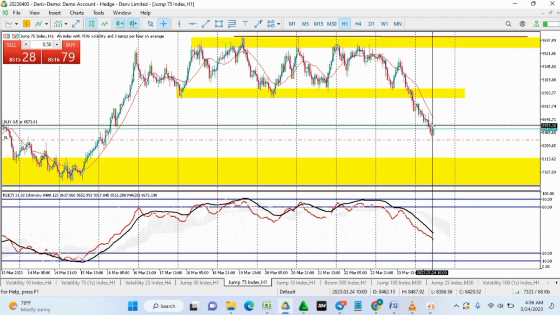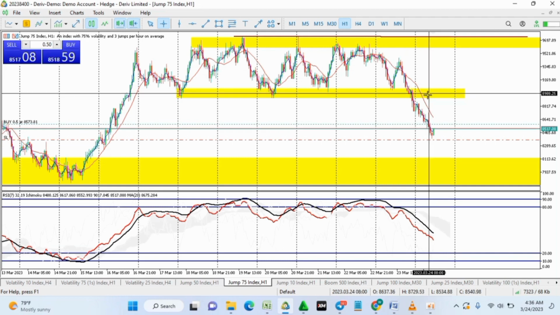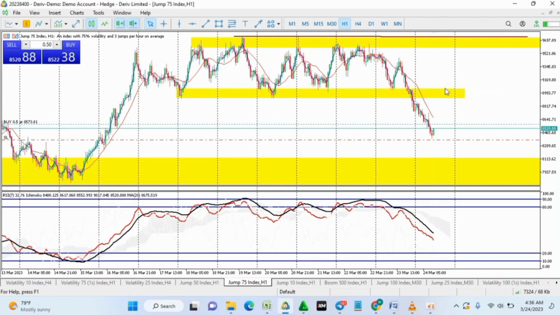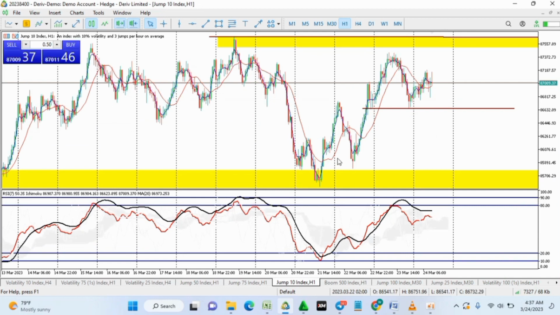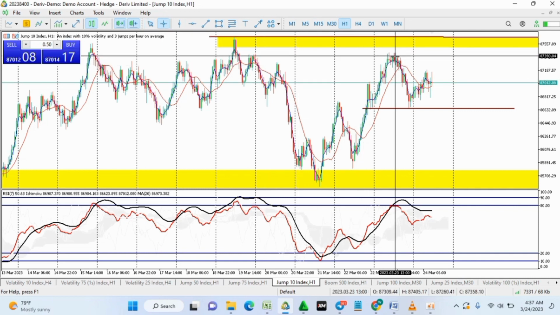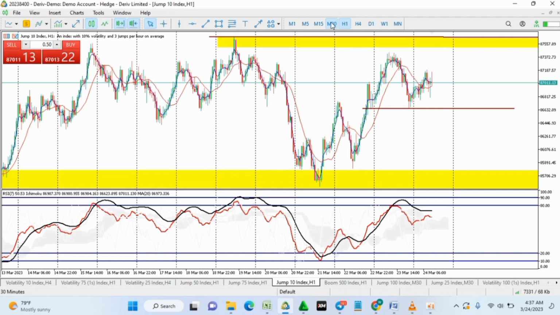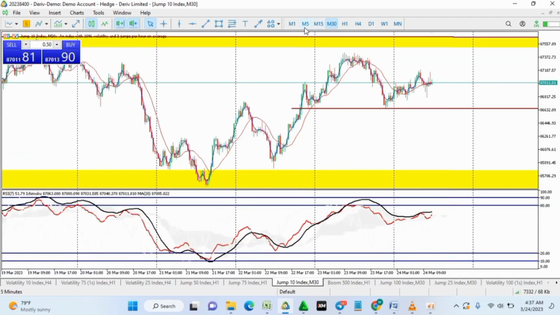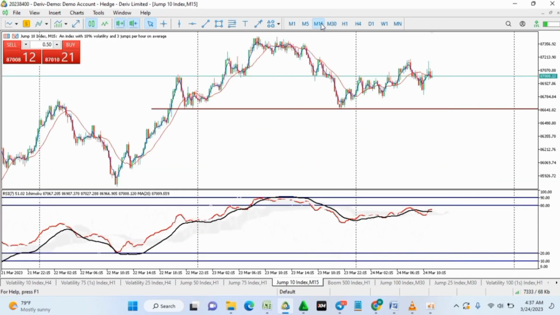For me, I'm just buying against the trend, but you shouldn't do it if you are not all that experienced or used to it. So let's go to Jump 10. I also had my entry here yesterday, and it was based also on lower time frames. I got it on M30, rather M15. Yeah, yesterday I had my entry from here.